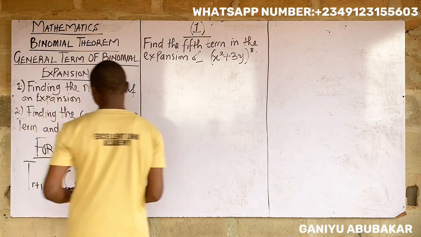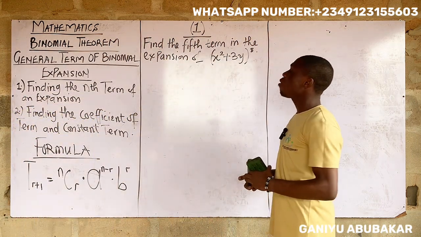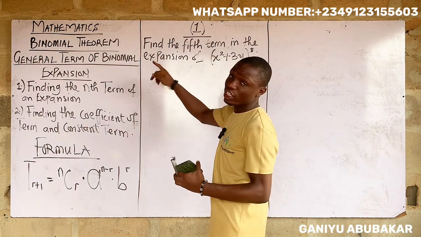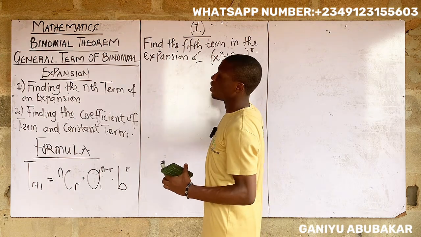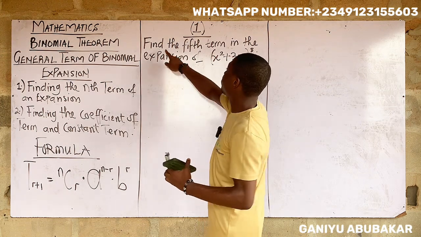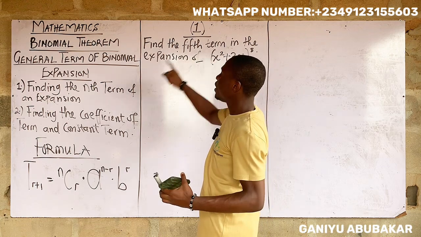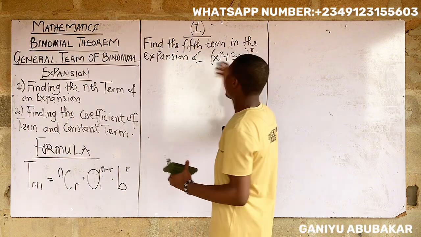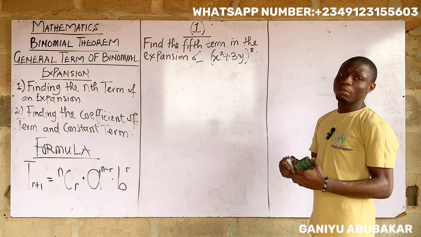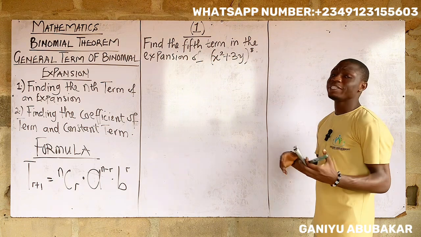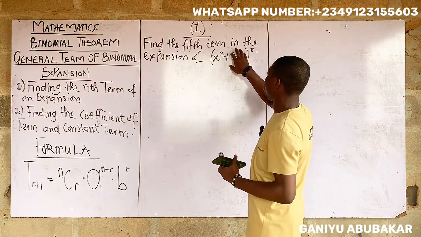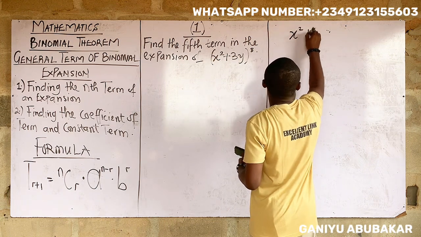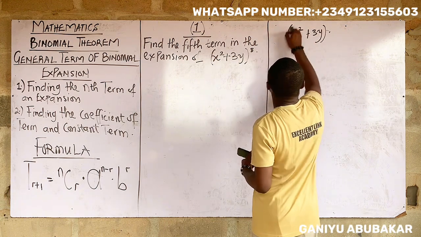Now listen up. For this question, it falls under the first one, not the second one, because here you're not hearing the word coefficient. I'm going with this because it says find the fifth term. So to find the nth term, the n here becomes fifth. The fifth term of what? Of the expansion of this. So now here's the meaning, please. If I pick out this question, I'm having (x squared plus 3y) all to power 8.